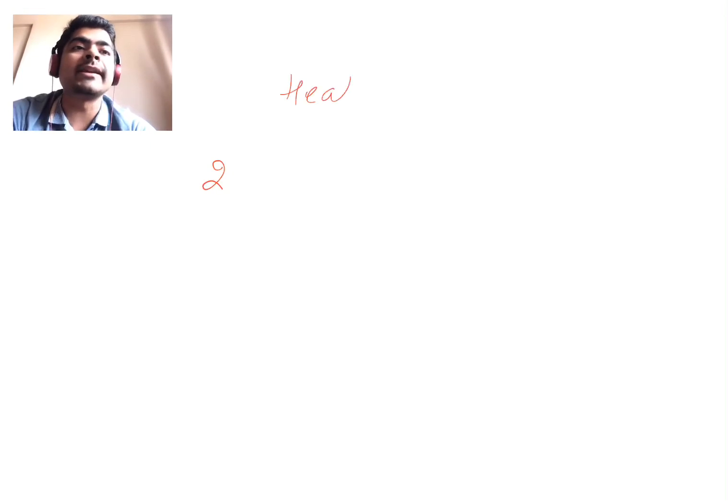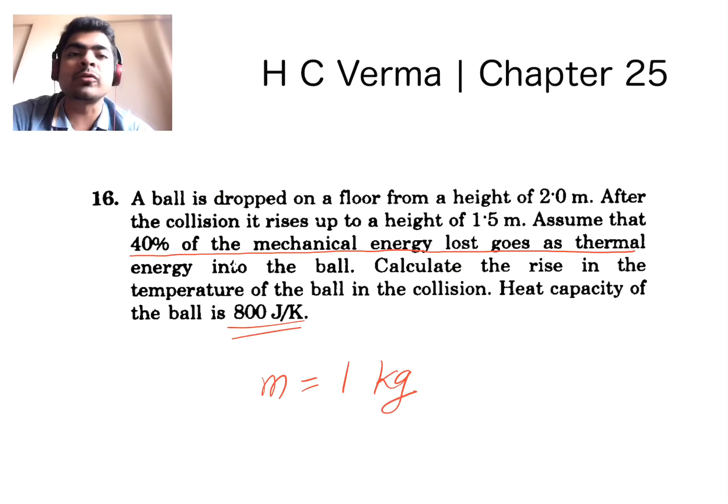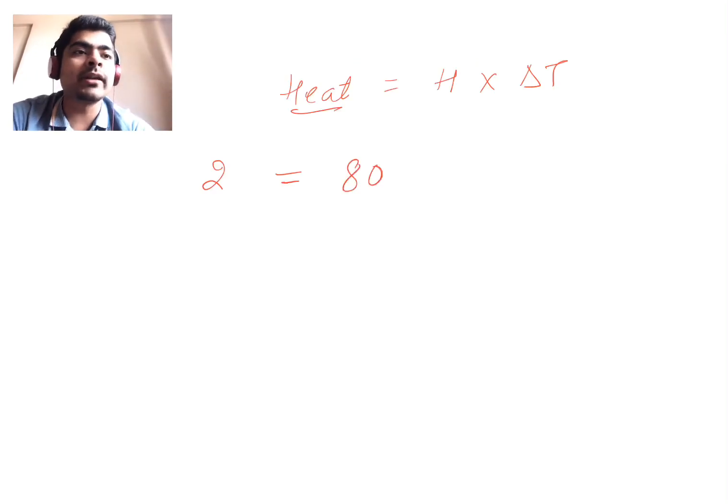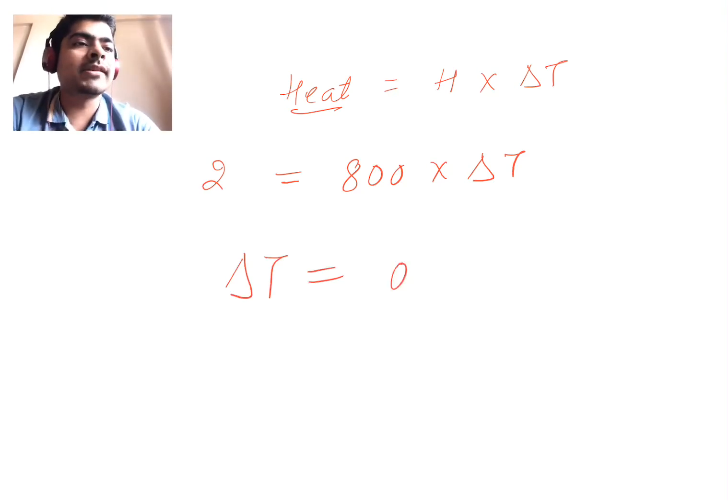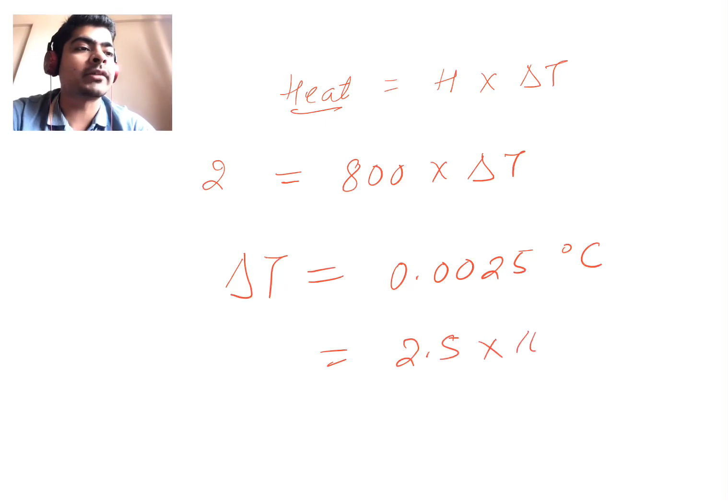So first of all, heat is equal to heat capacity. So let's say heat capacity is capital H into change in temperature. So heat supplied is how much? 2 joules. And heat capacity is given in the question to be 800 joule per Kelvin. So 2 = 800 into delta T. So when you solve this, you will obtain delta T is equal to 0.0025 degrees Celsius. Okay, or that will be equal to 2.5 into 10 power minus 3 degrees Celsius. That will be your answer.